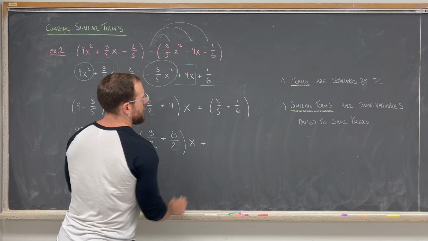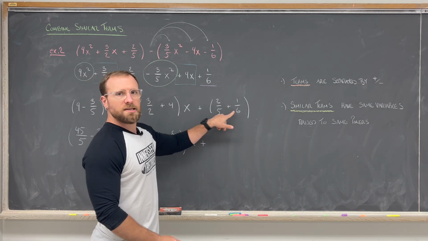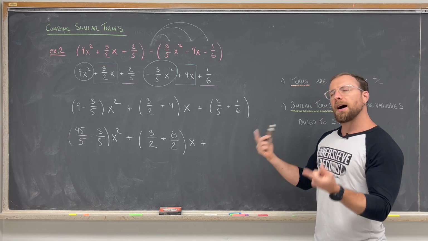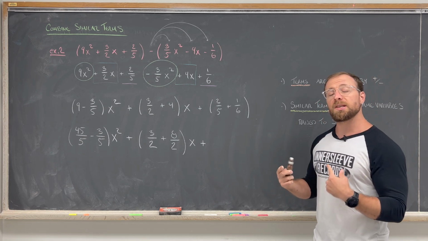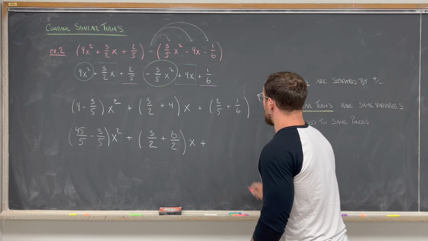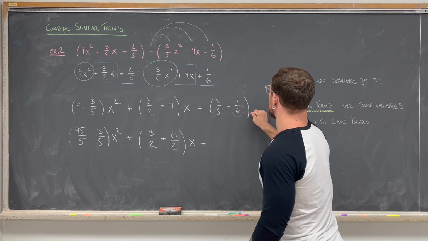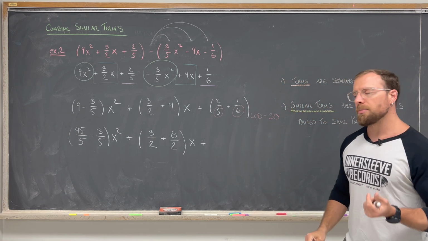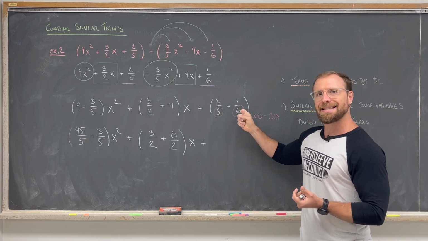And now I need a common denominator here. This is maybe a little bit trickier. Thinking through what are the multiples of 5 and what are the multiples of 6 and what's the smallest number that's a multiple of both. The answer is 30. Okay, so looking at 5 and 6, my LCD is going to be 30. That's the smallest number that's both a multiple of 5 and 6.